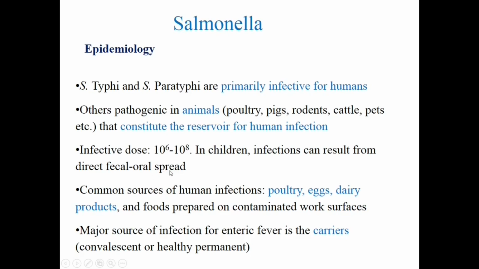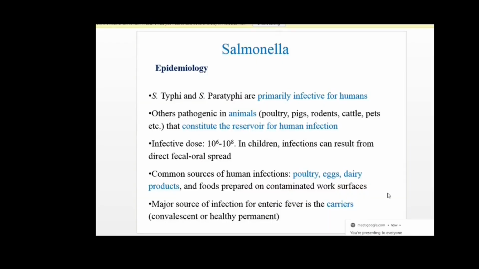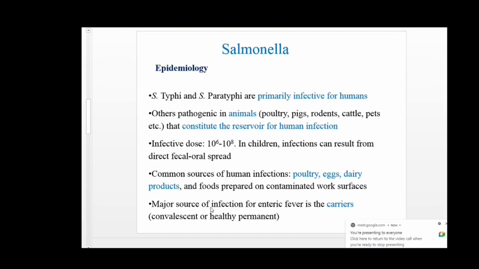Sometimes they can easily get it. The common sources of human infections are poultry, eggs, dairy products, and foods prepared on contaminated work surfaces. Okay, the major source of infection, you must understand that the major source of infection for enteric fever is the carriers. That means once a person has suffered from enteric fever, usually the disease, when it's treated or sometimes it's self-limiting, the bacteria will disappear from the system of that person.